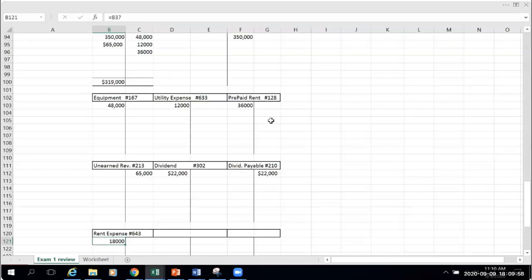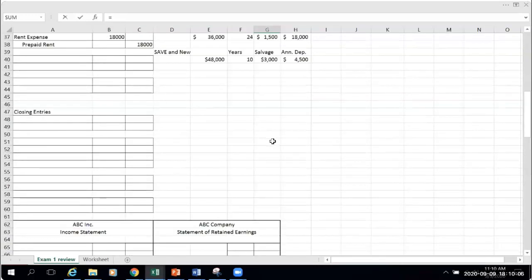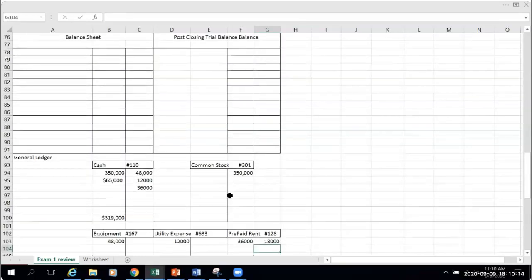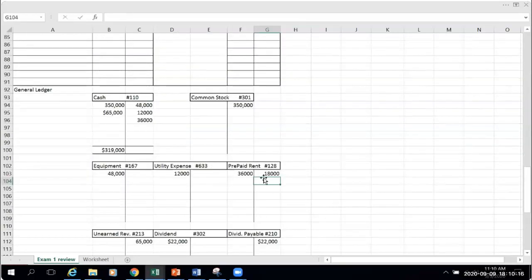Prepaid rent, I have it right there. It has to be credited, so go to credit, say equals to, and that's a credit right there. Click enter. And now we have prepaid rent. So what's the balance right now in our prepaid rent?